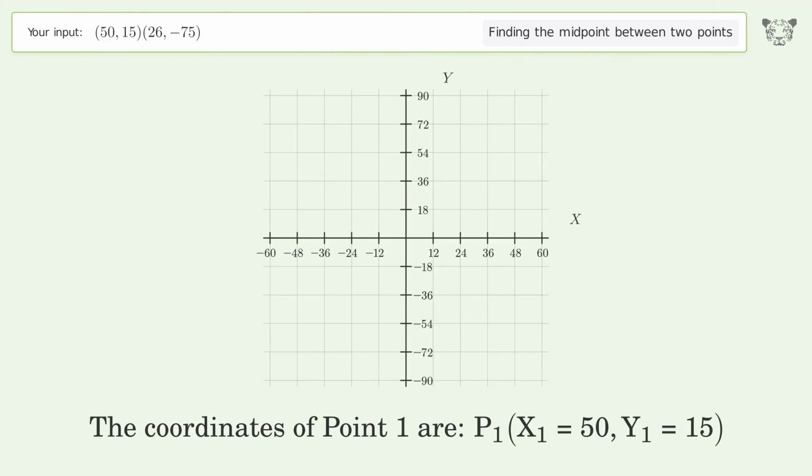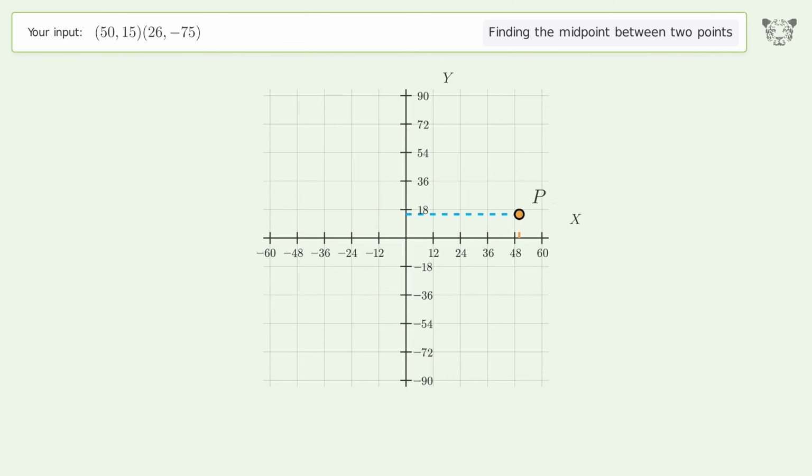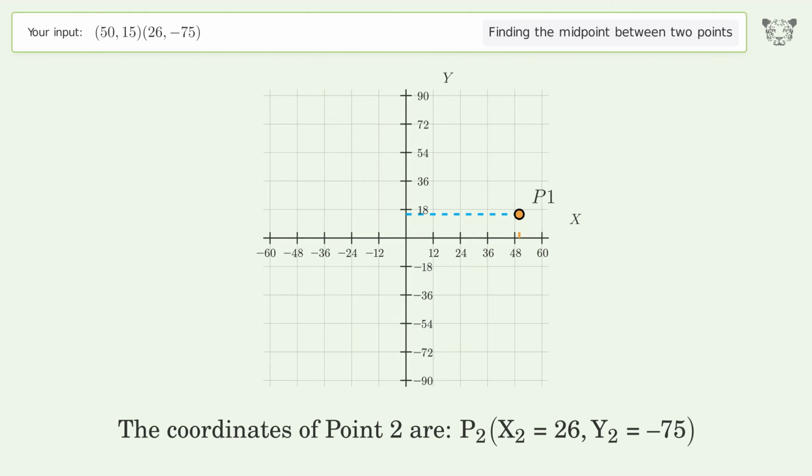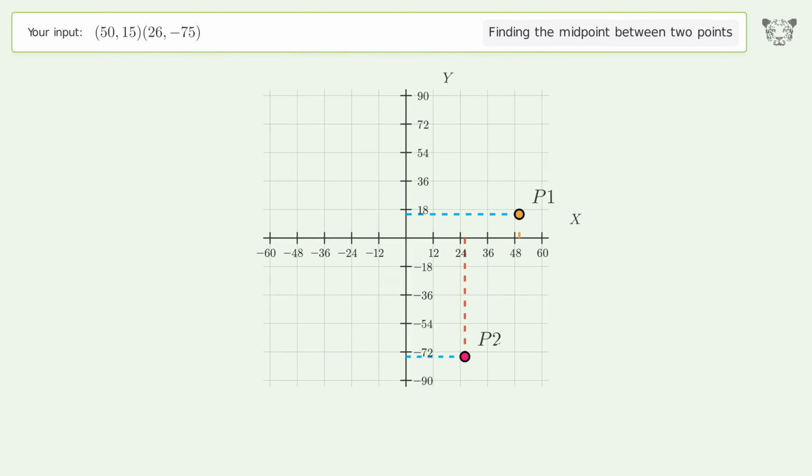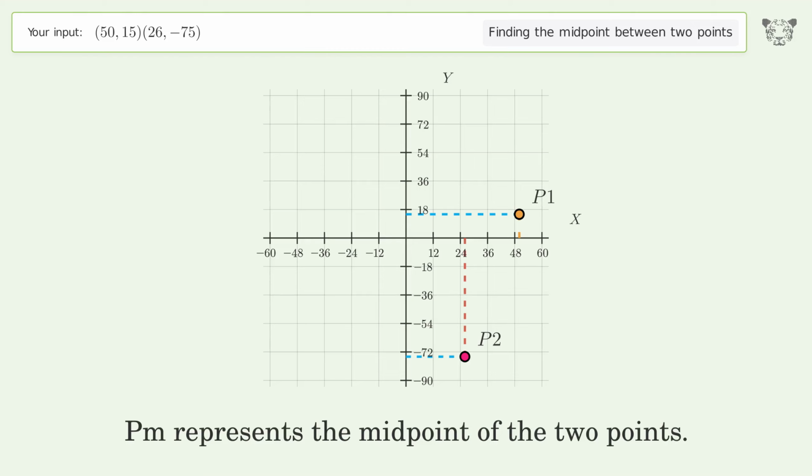The coordinates of point 1 are, x1 equals 50, y1 equals 15. The coordinates of point 2 are, x2 equals 26, y2 equals -75. PM represents the midpoint of the 2 points.